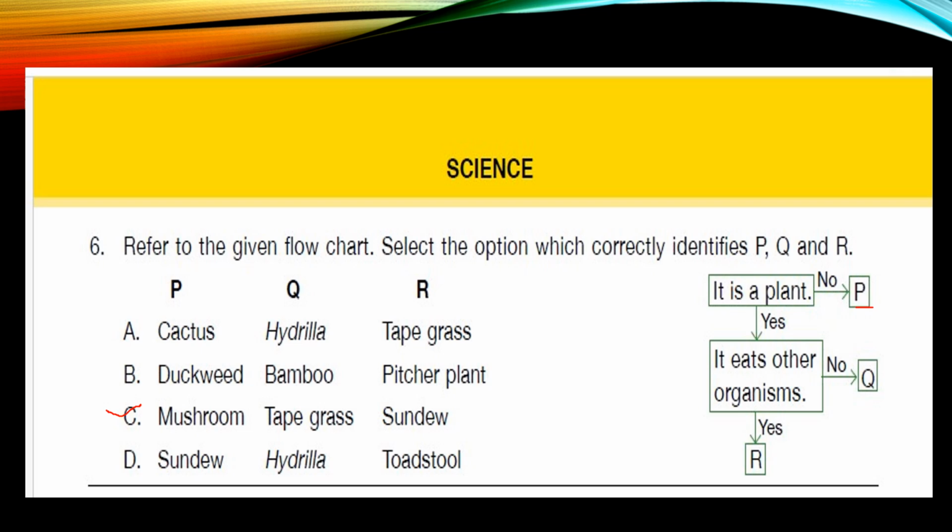For R, is it a plant? Yes. Does it eat other organisms? Yes, that is R. So R is sundew. Sundew eats other organisms. So our answer is option C.